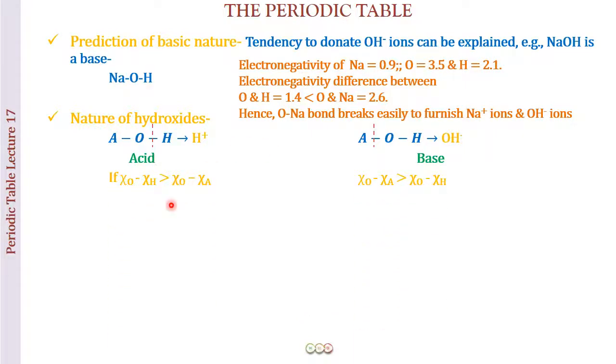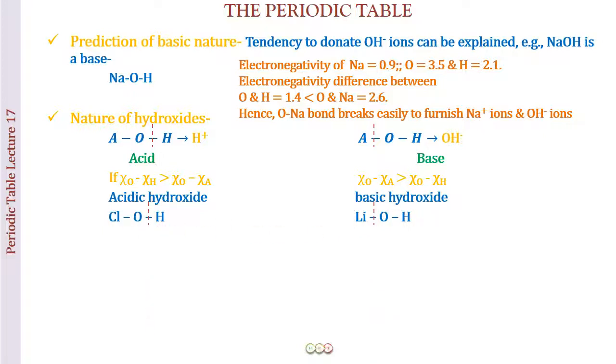So we can say from here that if the electronegativity difference between O and H is more than O and A, it is going to be an acidic hydroxide. And if the electronegativity difference of O and A is more than O and H, it is going to be a basic hydroxide. For example, we have ClOH and LiOH.